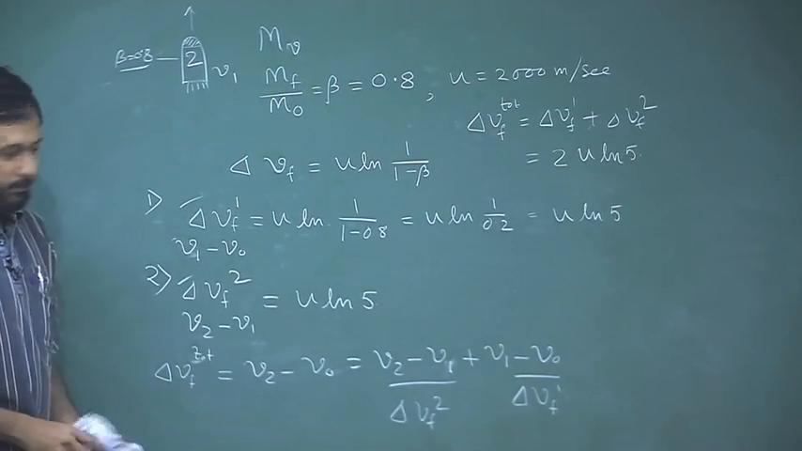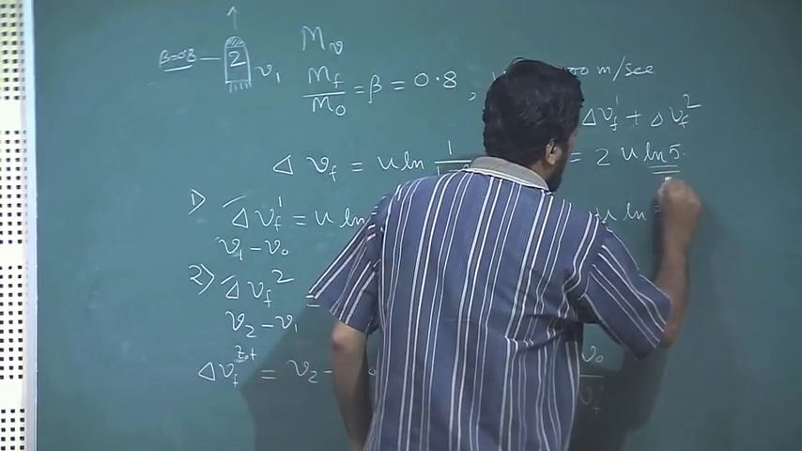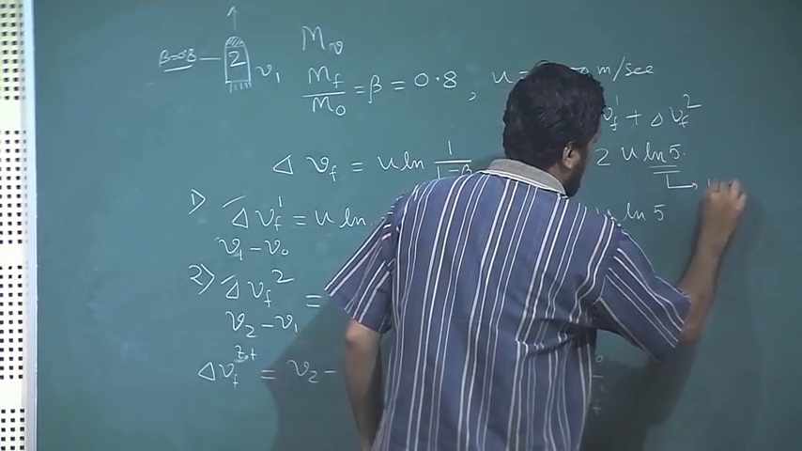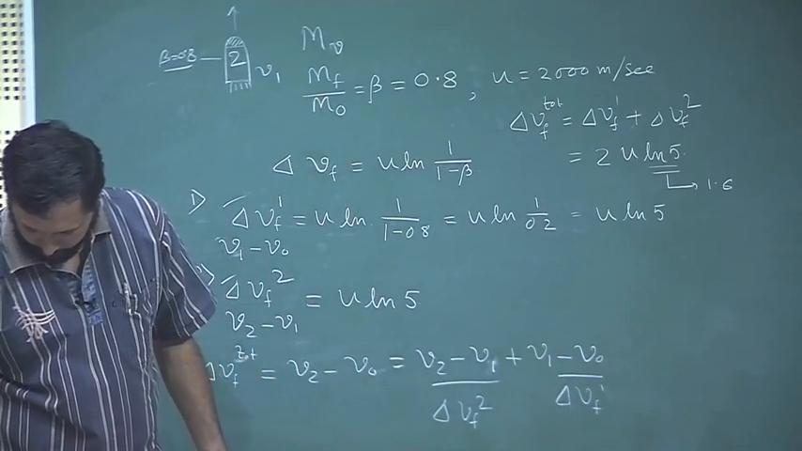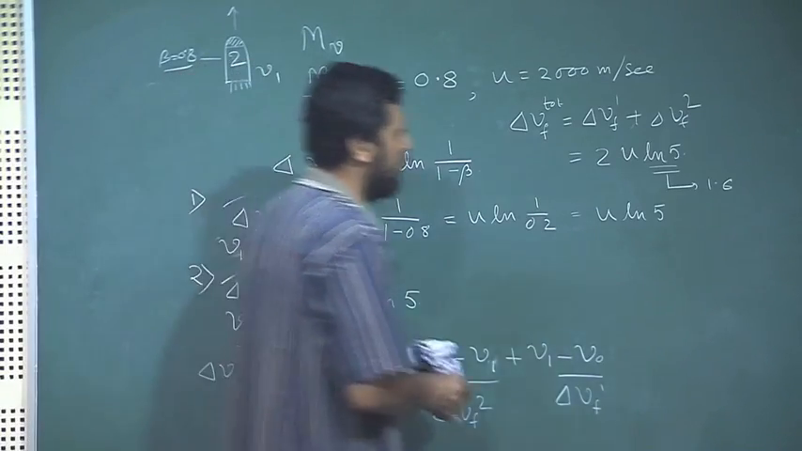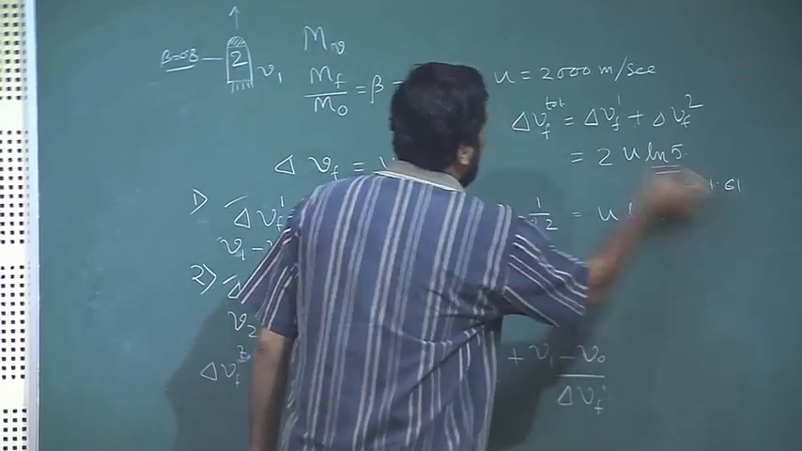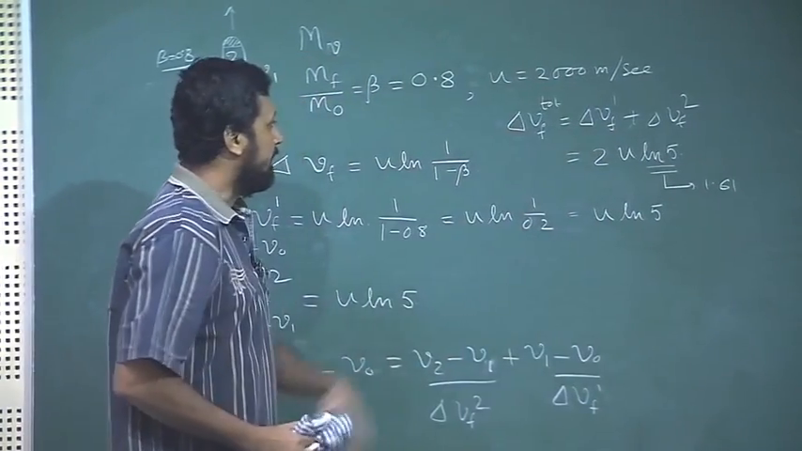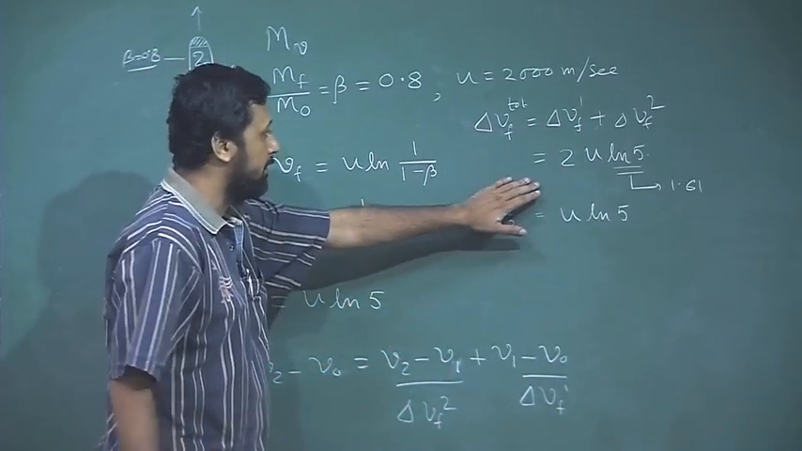Okay. Now, it so happened that ln 5 is equal to, I think, 1.6 something, yeah, 1.61 approximately. So then we can always put this value in and calculate the total change in velocity, but calculating the numbers might not be terribly important.